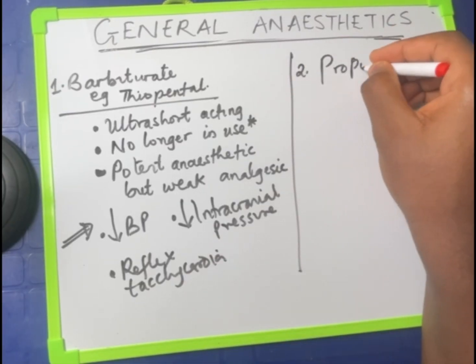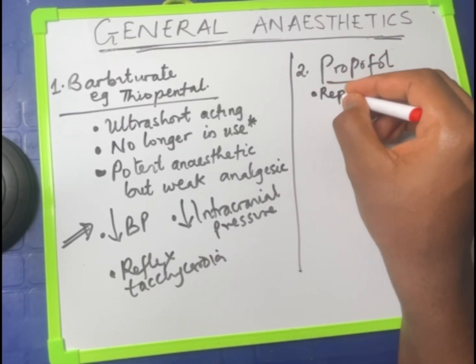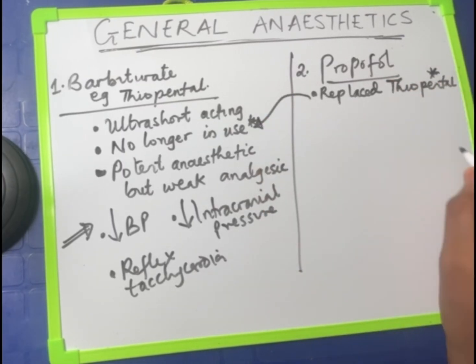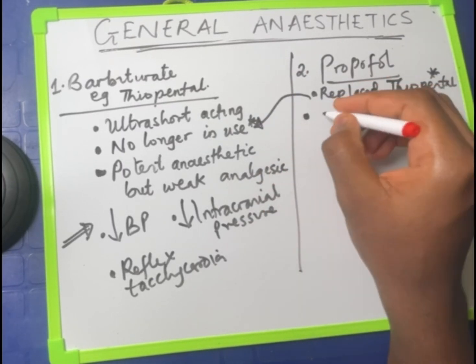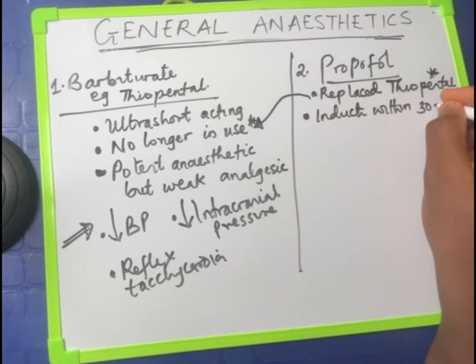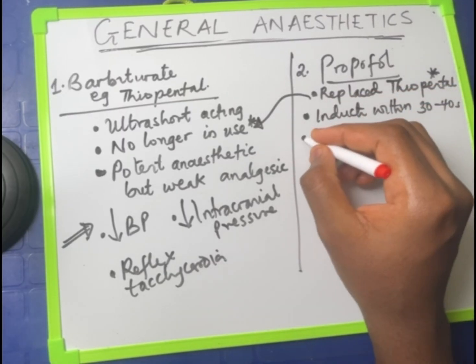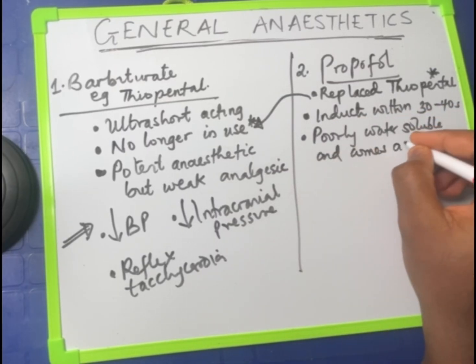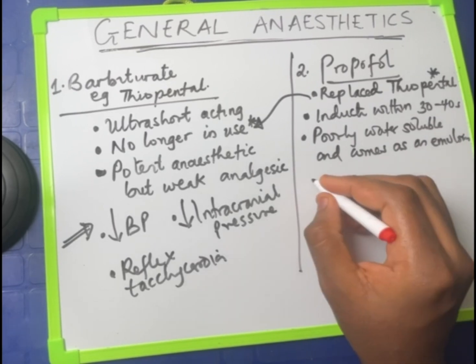Now watch the substitute. The substitute is propofol. Propofol has replaced the barbiturate, thiopental. Please take note for MCQ. Now, what other things? It is a good inducer, and it does this within 30 to 40 seconds. Okay. Now, it is poorly water soluble and it comes as an emulsion.